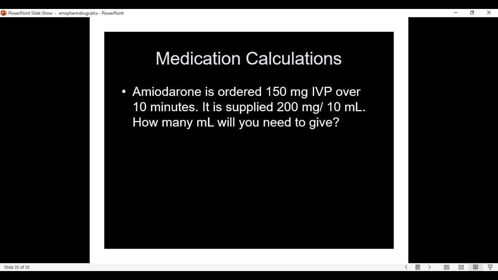Amiodarone is ordered at 150 milligrams IV push over 10 minutes. It's supplied 200 milligrams over 10 ml. How many mLs are you going to give? Go ahead and pause, figure out the conversion, come back, and see if you can compare it to my answer.